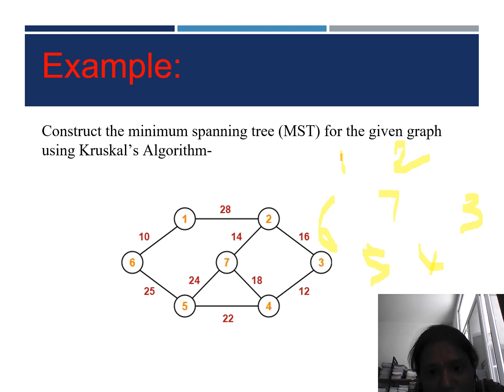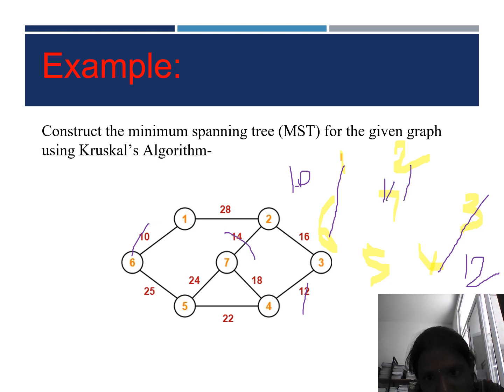The minimum weight is here, 1 to 6, which is 10. So just connect this 10. Then the next minimum is 12, so 3 to 4 is 12. Just connect 3, 4, 12. We have done with 10 and 12. The next minimum is 14, so 2 to 7 we connect as 14. Then the next minimum is 16, so 2 to 3 is 16. We have to check whether a cycle is formed or not. Till now no cycles are formed, so no problem.